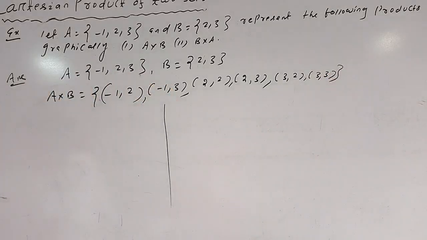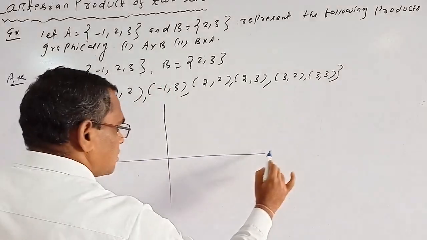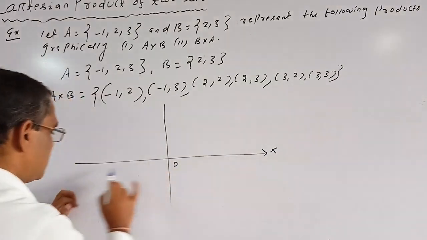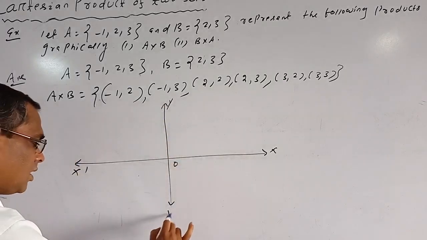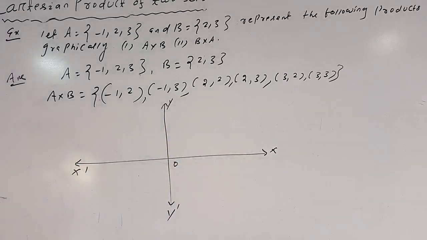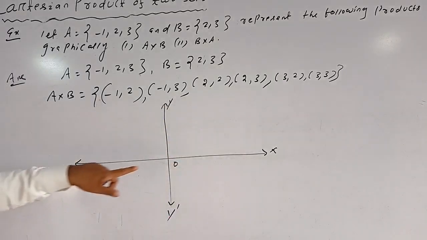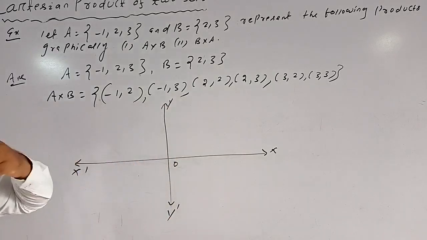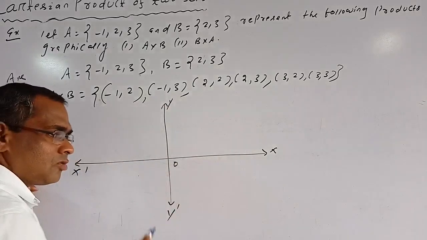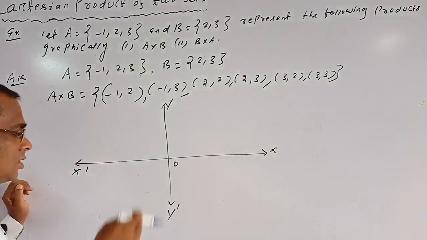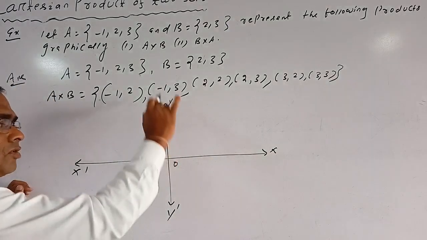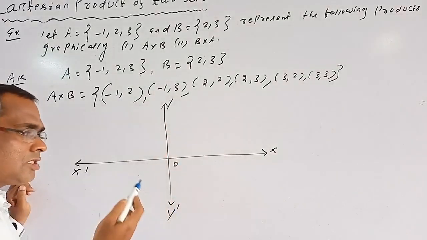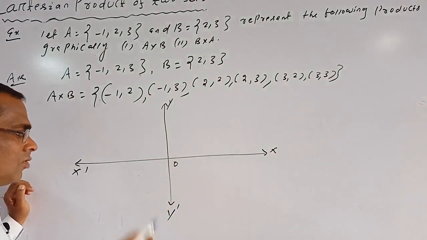Now we draw the coordinate planes. This is XOX', and this is known as YOY'. Now we take the coordinate axes XOX' and YOY'. OX is known as the positive direction of the x-axis, OX' is the negative direction of the x-axis, OY is the positive direction of the y-axis, and OY' is the negative direction of the y-axis.